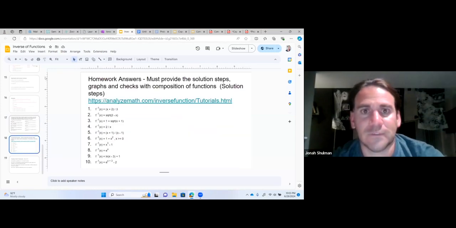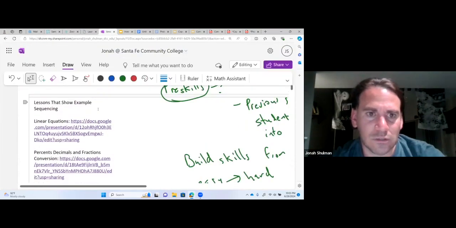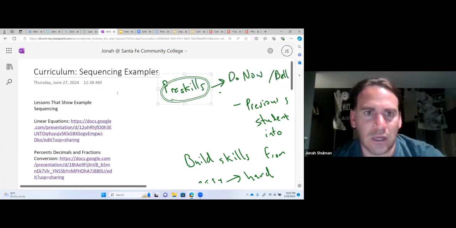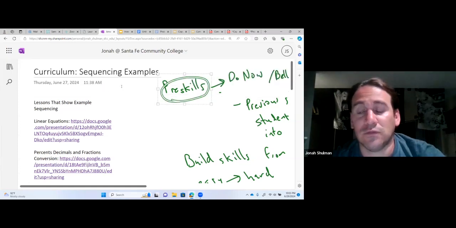All right, so hopefully that was useful. This was the first one. This is curriculum sequencing examples. And then I'm going to do sequencing lessons after that. So I hope this was useful. Feel free to reach out if you've got questions about it, but I hope that was a useful first sort of lesson into trying to create a lesson.